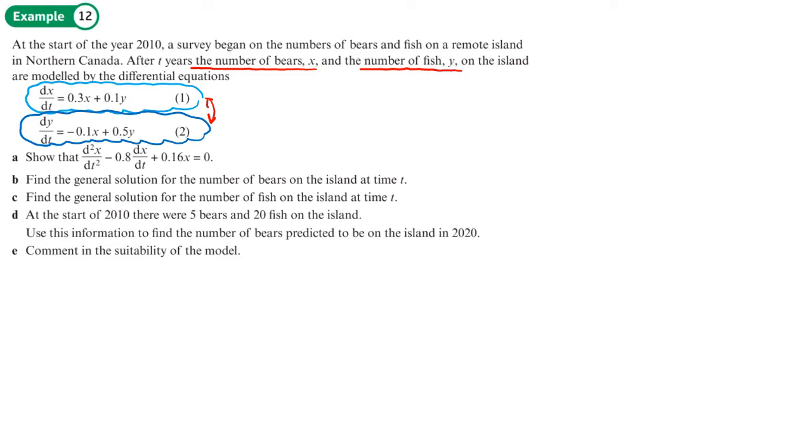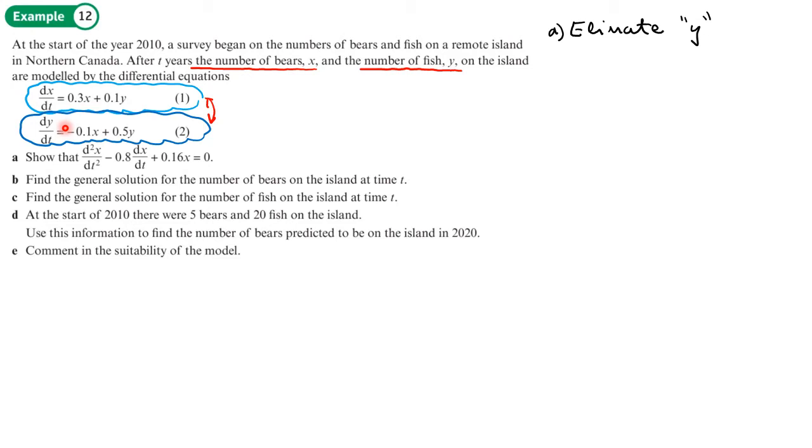Okay, part A. We need to show that the second order differential equation formed by these two first order differential equations is this. Now you'll notice that we're trying to get an equation here that doesn't have any y's in it, so we need to eliminate y. So that's the process we're going to take. Now it could be that you have a second order differential equation where it's d squared y over dt squared and so on, in which case you would eliminate x. So we need to make y the subject of an equation and then substitute it into the other equation.